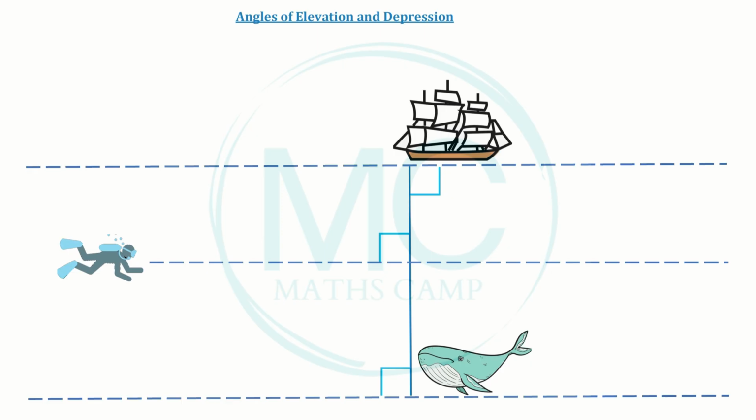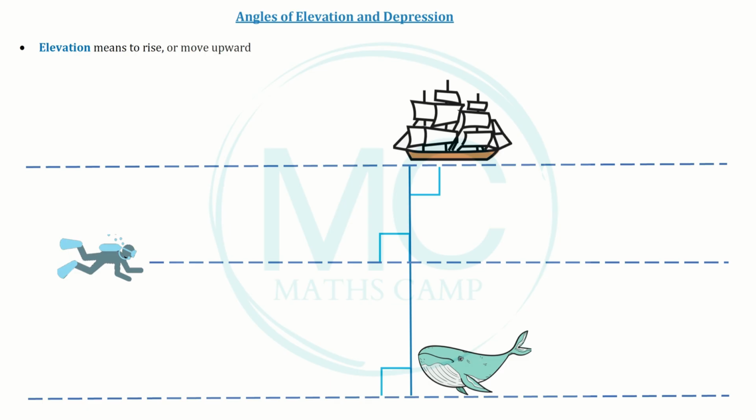The word elevation means to rise up or move upward. So if the diver were to begin swimming toward the ship, they would be swimming in an upward path. So you can draw a line from the diver to the ship on the surface of the ocean. To find the angle of elevation, we start at the horizontal, the original path of the diver, and we draw an angle up to the line we have just drawn.